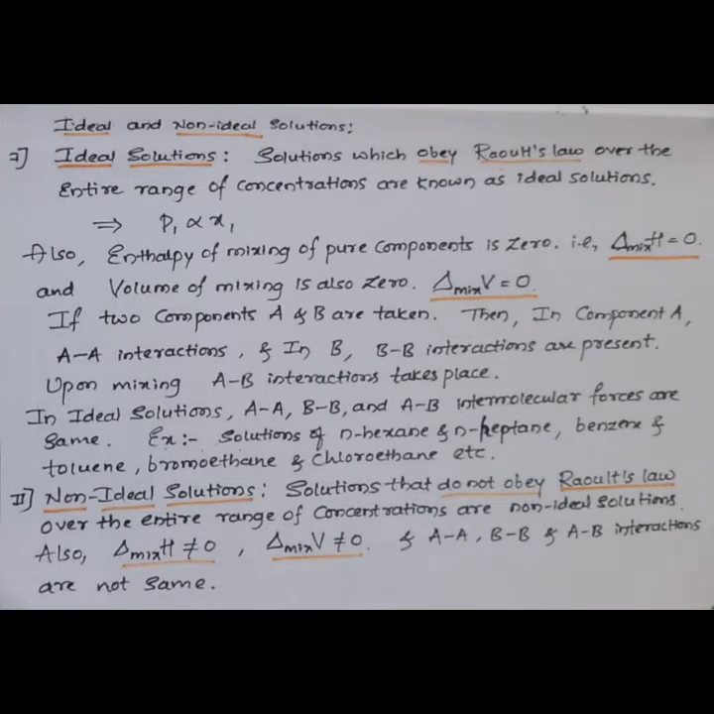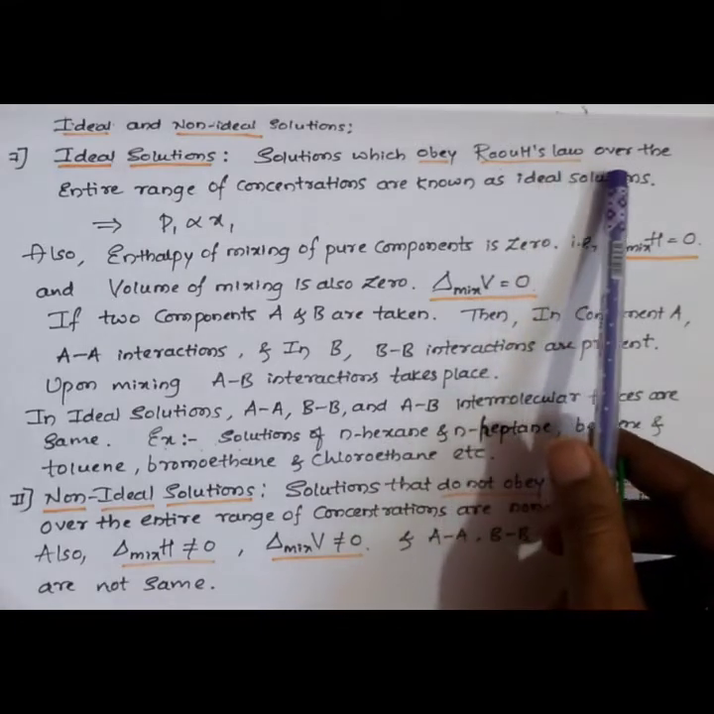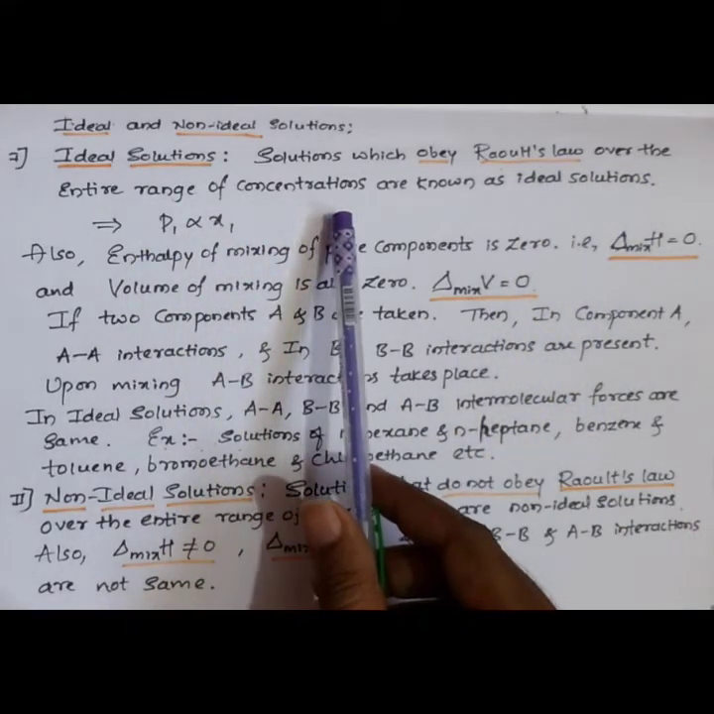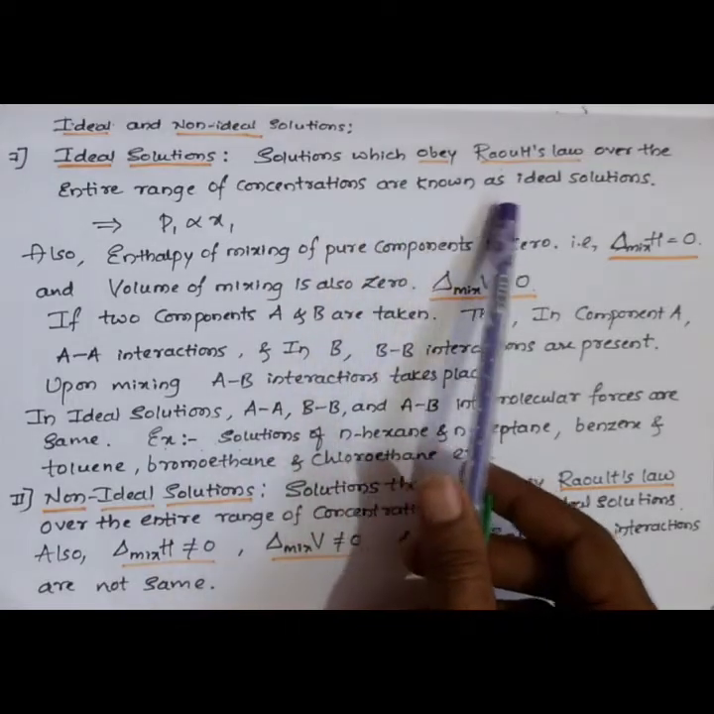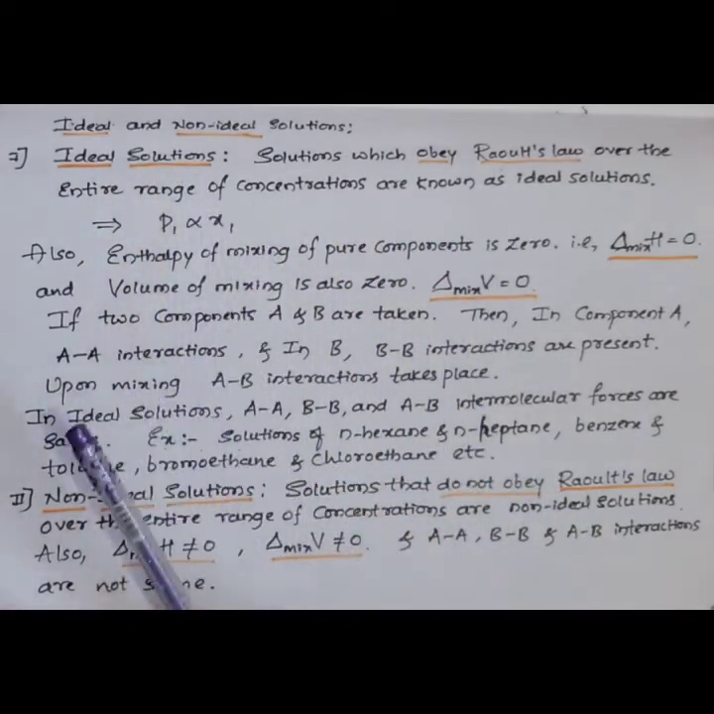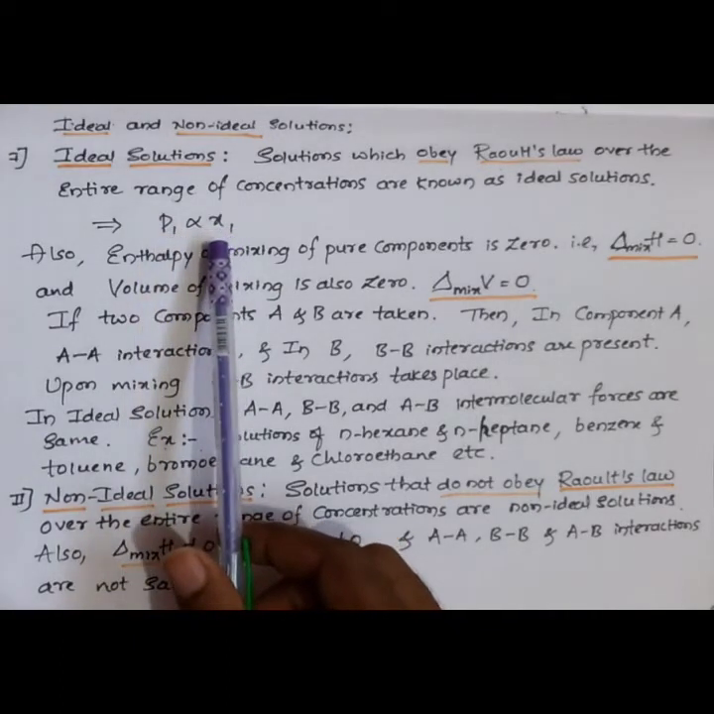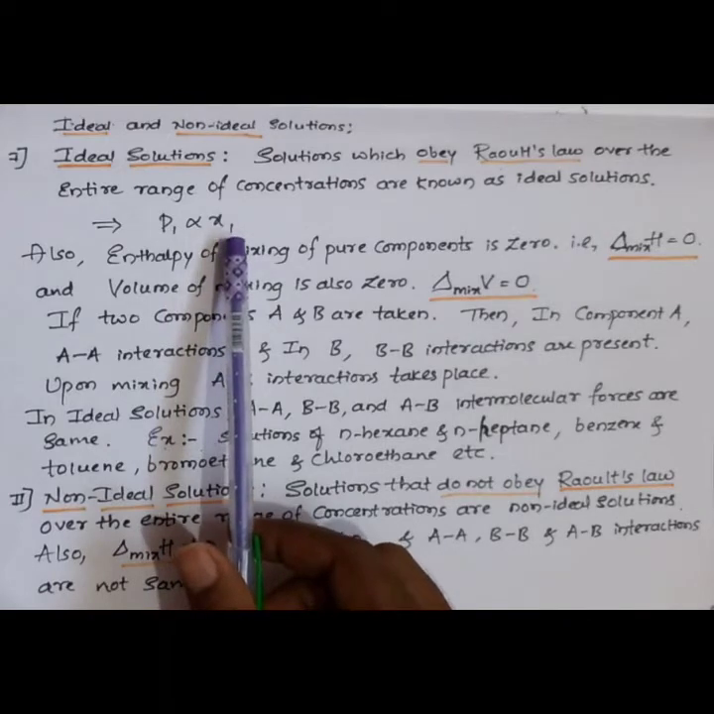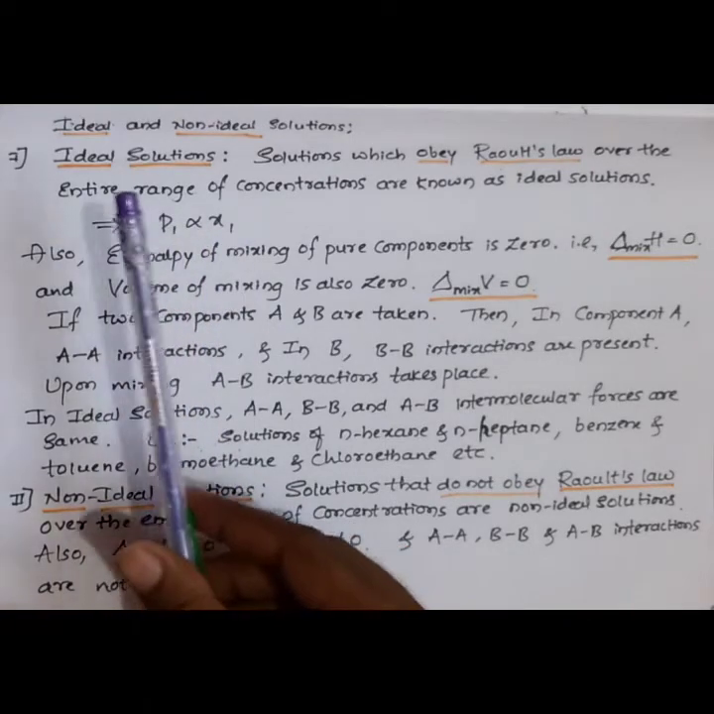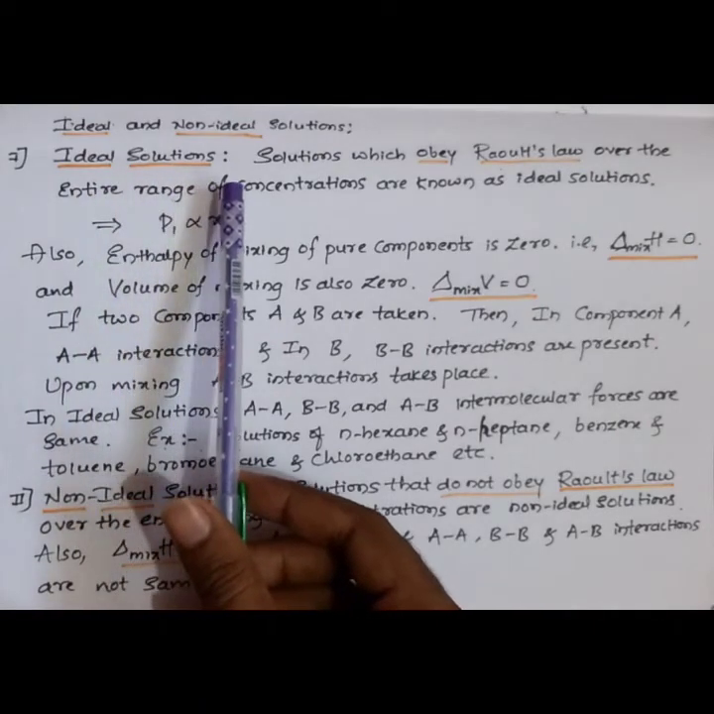As you already know, Raoult's law explains that the partial vapor pressure is directly proportional to mole fraction. And if the given solution obeys Raoult's law over the entire range of concentrations, then such solutions are said to be ideal solutions. Means the partial vapor pressure P1 is directly proportional to its mole fraction present in the solution. Then such solutions are said to be ideal solutions.